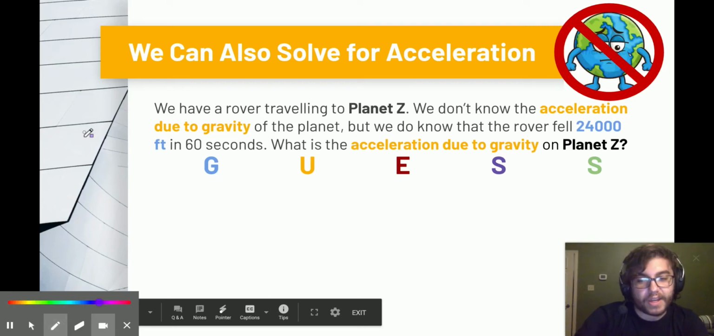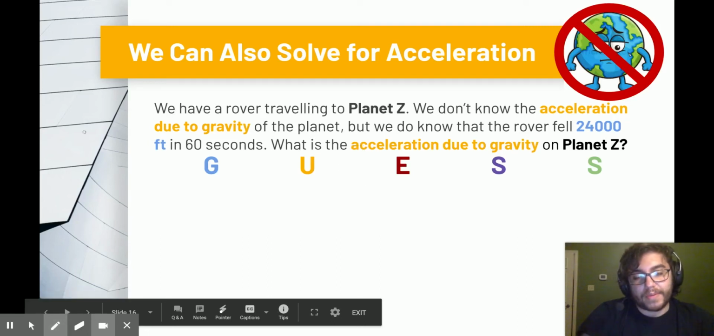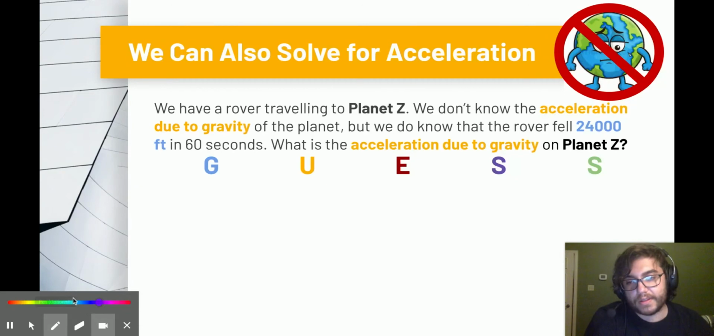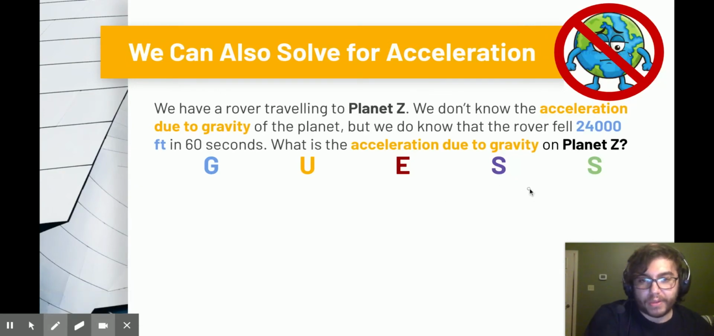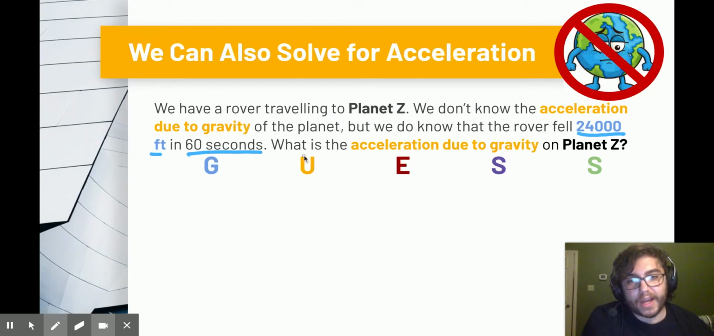Okay, so this is actually, I think, one of the cooler types of problems you'll see in this topic. We can solve for gravity on other planets if we know very basic information. So first of all, 24,000 feet in 60 seconds. I forgot to highlight this blue, but maybe that's a little bit more representative of how you'll see it on tests. Not all these important words will be highlighted.